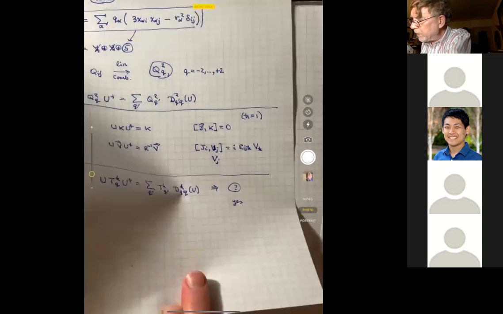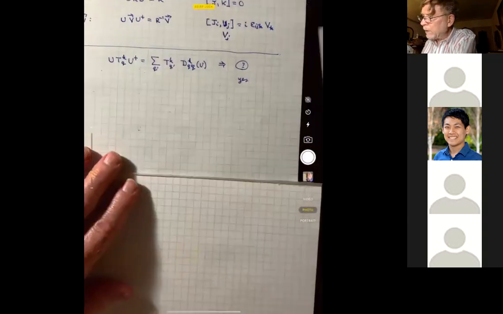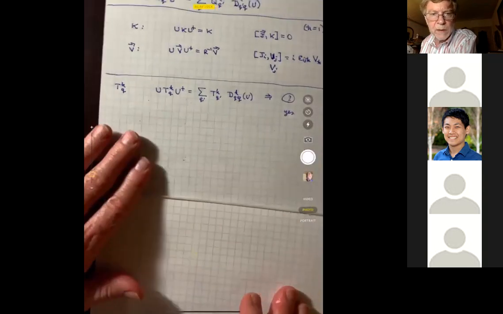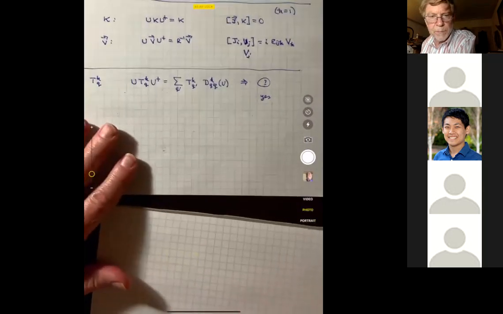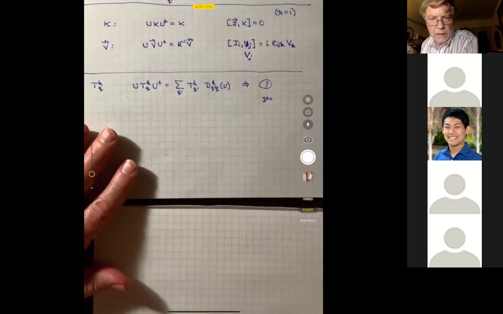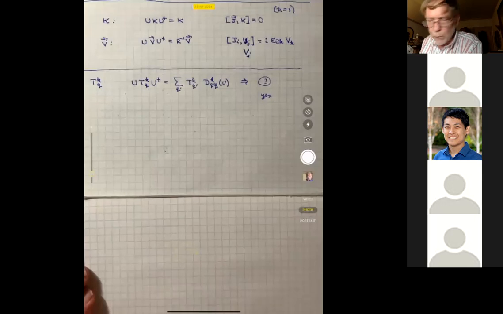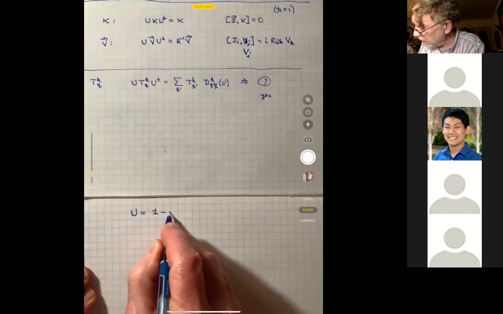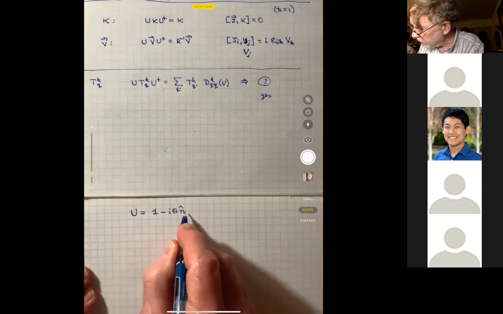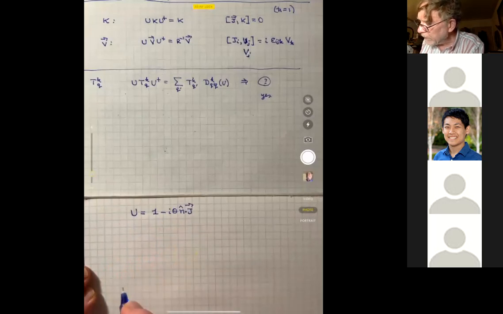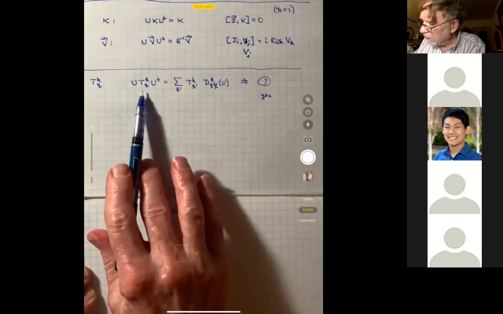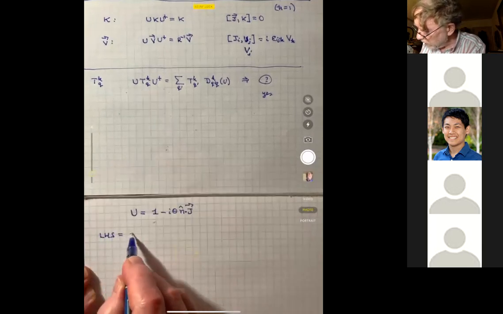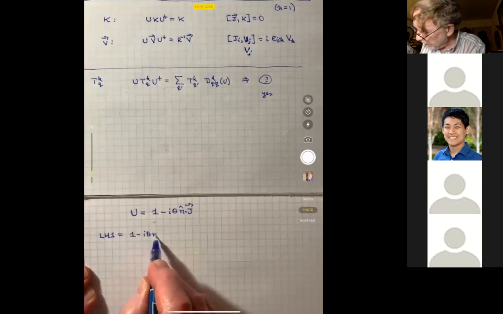So the way to do this is to specialize to infinitesimal rotations, just as you might expect. That's the way to get this. Let me get this page straightened out. Okay, so here's what we'll do. Let's let the rotation be infinitesimal. That means that U is equal to 1 minus i theta times n hat dotted into J. I'm setting h bar equal to 1. So if I take my formula here, the left-hand side is going to be equal to 1 minus i theta n hat dotted into J.